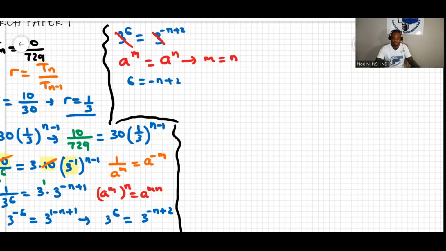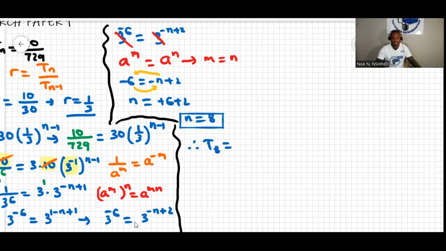Okay, I omitted the negative sign here. So negative 6 and negative 6 there. So negative 6, yes. I can just move the negative n over and then move the negative 6 over. And then n will be equal to positive 6 plus 2. And that makes n equal to 8. So that's n, okay? Therefore, T8 is equal to 10 over 729.